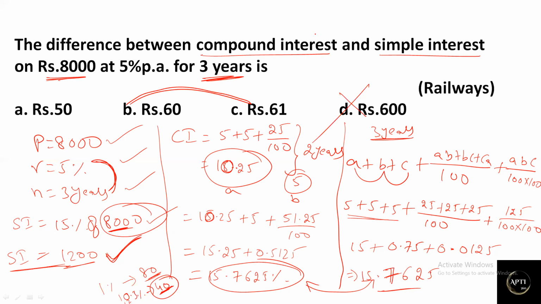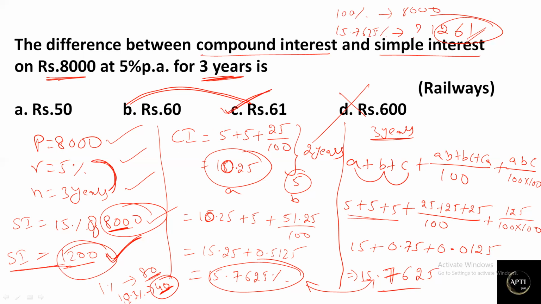So here 100% is 8000. What is 15.7625%? So you will get the exact value. Here the answer you will get is 1261. So compound interest is 1261, simple interest is 1200. What's the difference? 61 rupees.